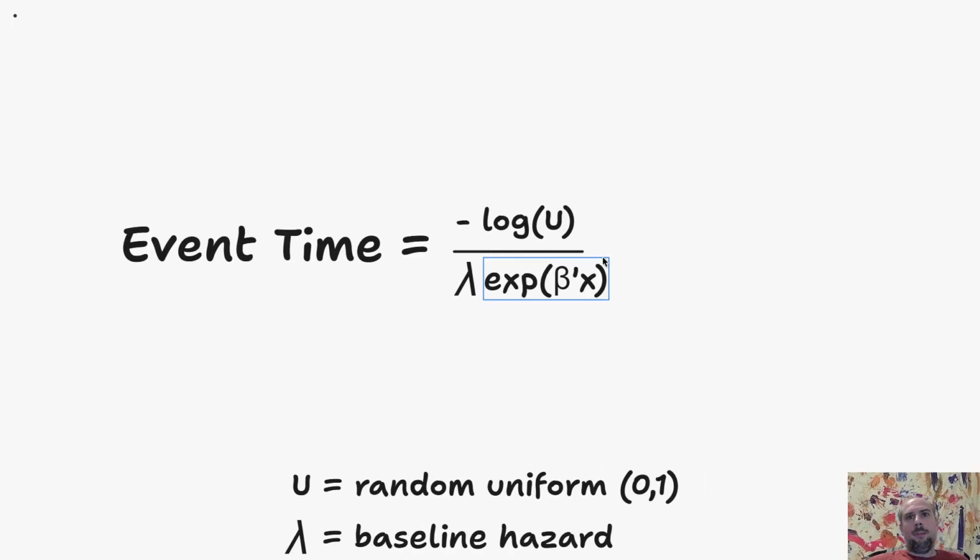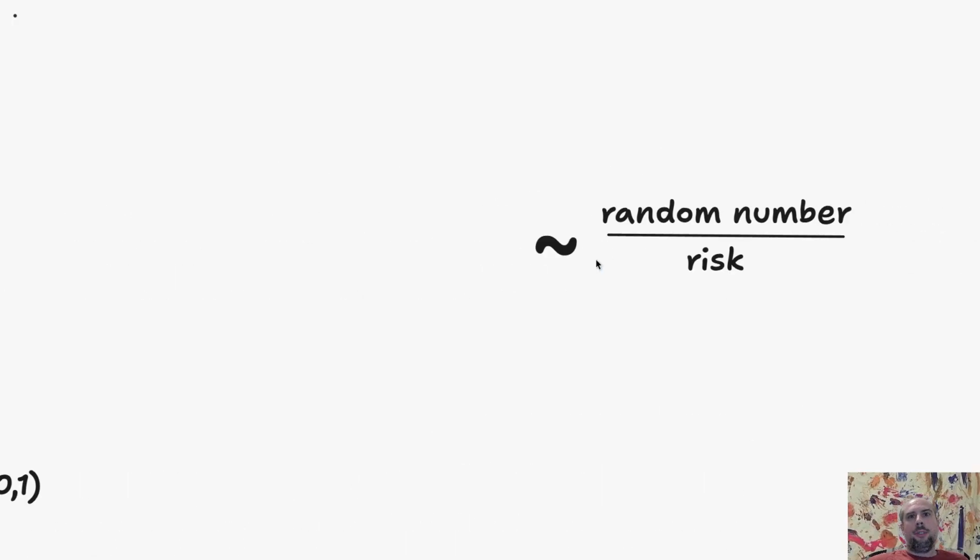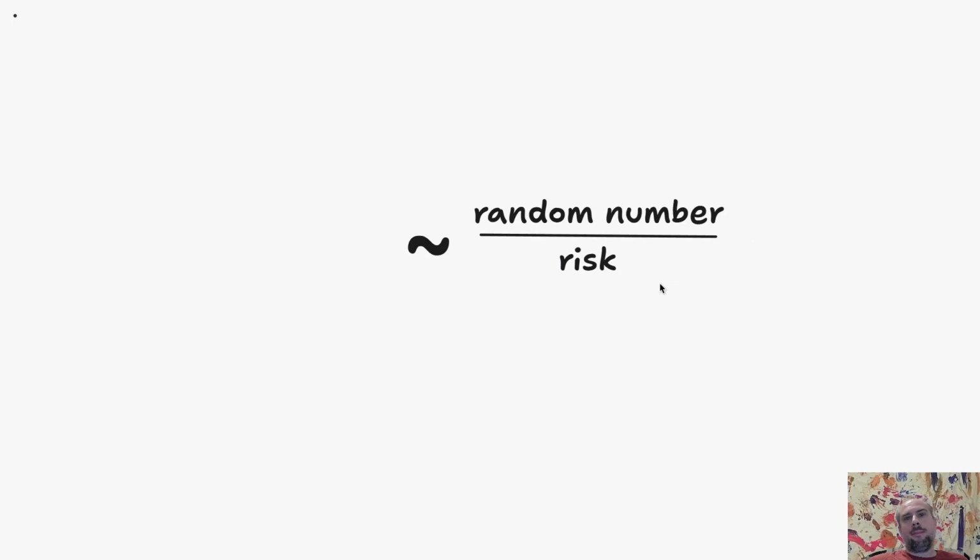So we can really simplify this function. It's really just proportional to a random number over your risk. So the larger your risk, the smaller your time. And it's important to keep in mind that you have this random nature of survival times. Two samples with the same risk, based on chance, can have different times. And someone with a higher risk can actually survive longer than someone with a lower risk, just again, based on chance. But the larger the difference in risk, the less likely that is to happen.